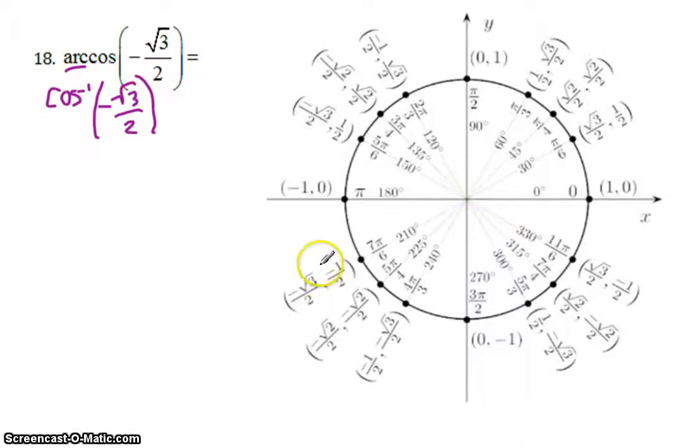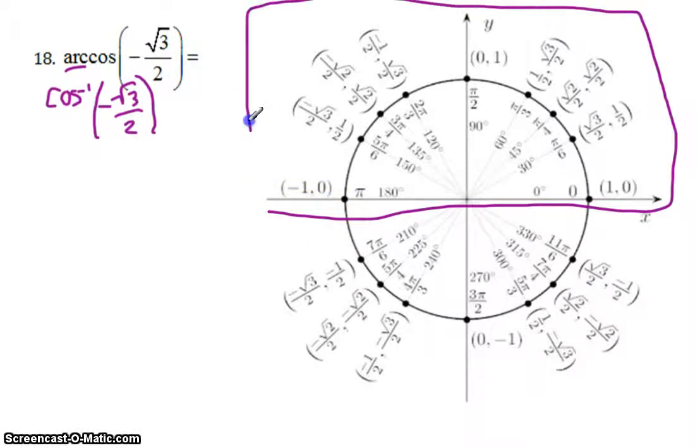Now, if I'm dealing with the inverse of cosine, I'm only going to deal with my first and second quadrant only. On your quiz, some of you guys gave answers like negative pi over 6 and negative pi over 4, but I'm not even dealing with my negative quadrant. I'm only dealing with my first quadrant and my second quadrant.